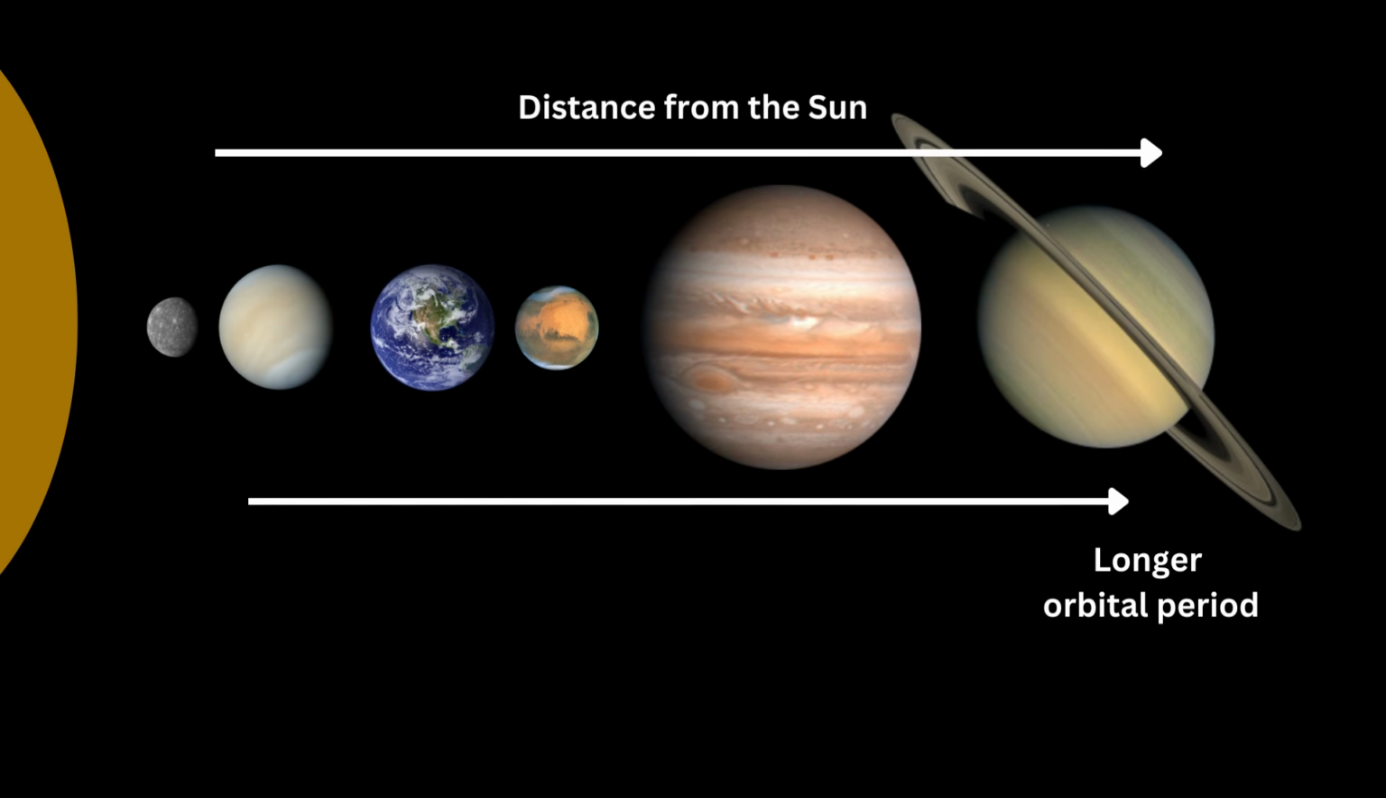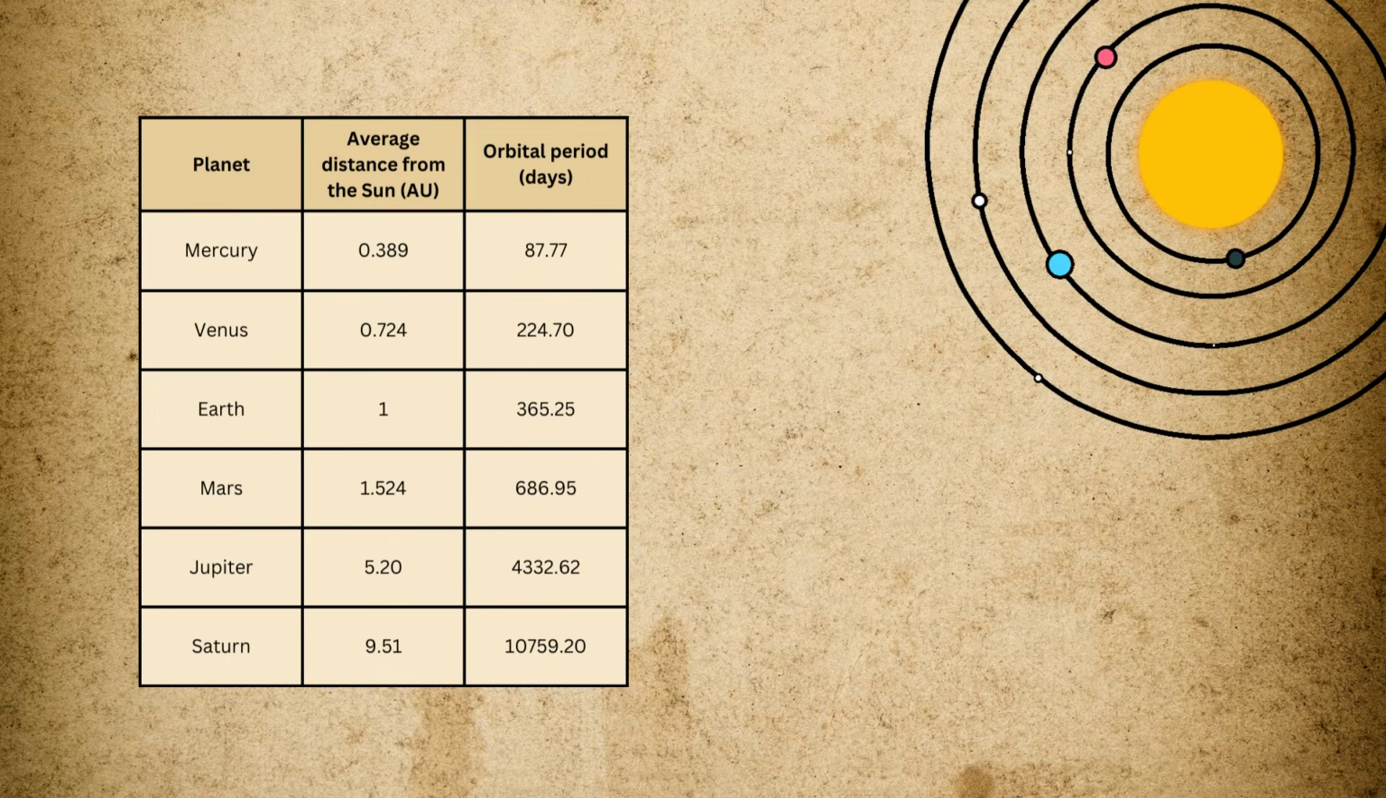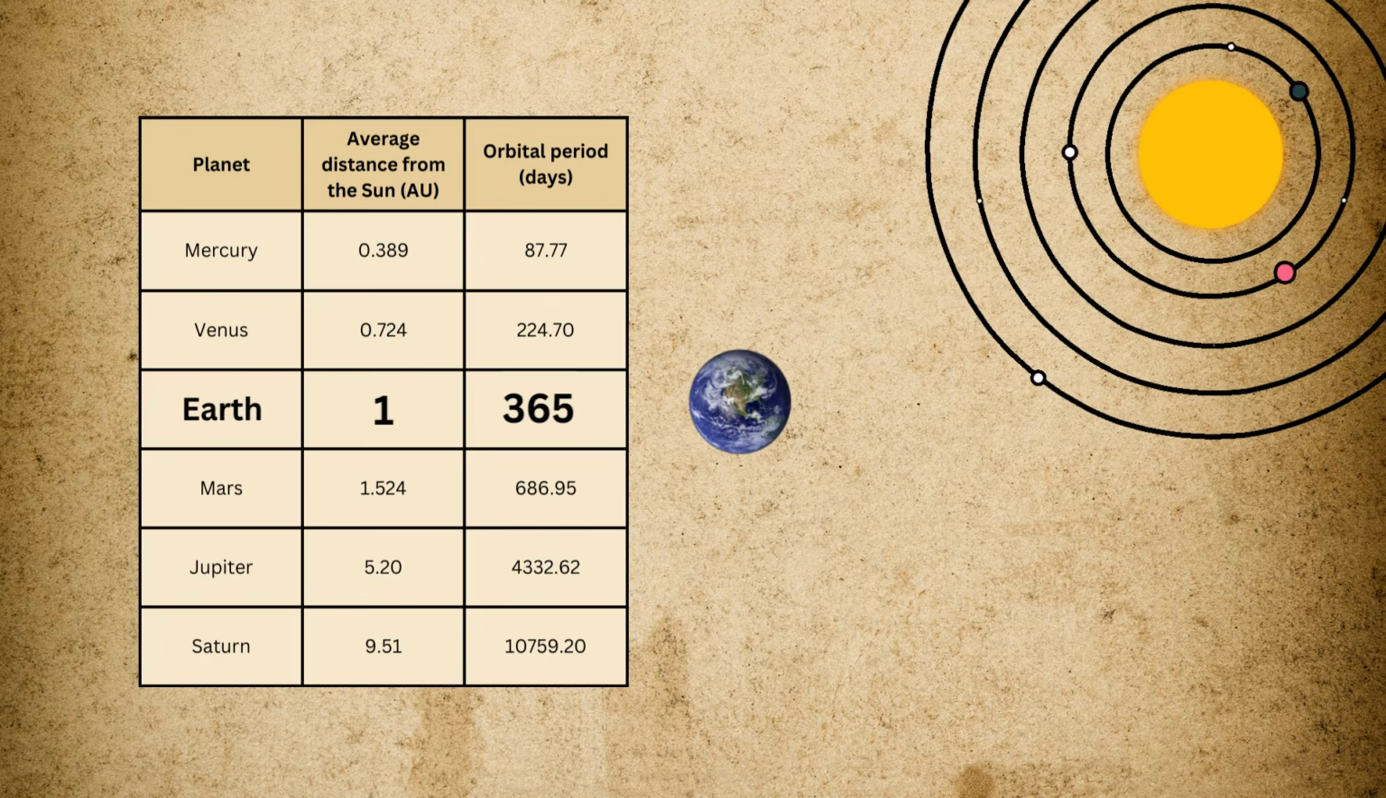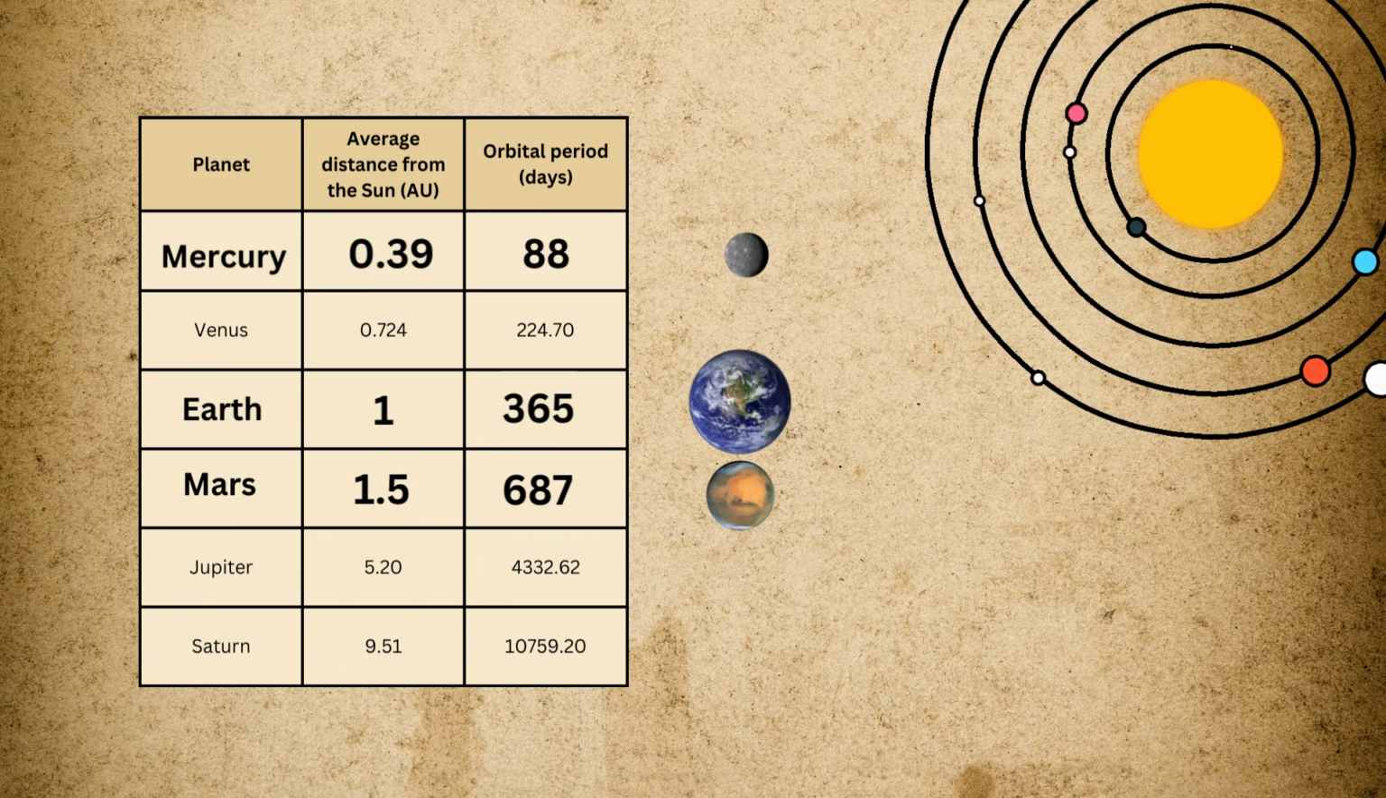Let's look at some of the data. By definition, the Earth is 1 astronomical unit from the Sun, and it takes the Earth 1 Earth year to complete one orbit of the Sun. Mars is further from the Sun, at just over 1.5 astronomical units, and its orbital period is longer than the Earth's, at around 2 Earth years. Mercury is only 0.39 astronomical units from the Sun, and it only takes Mercury 88 Earth days to complete one orbit.